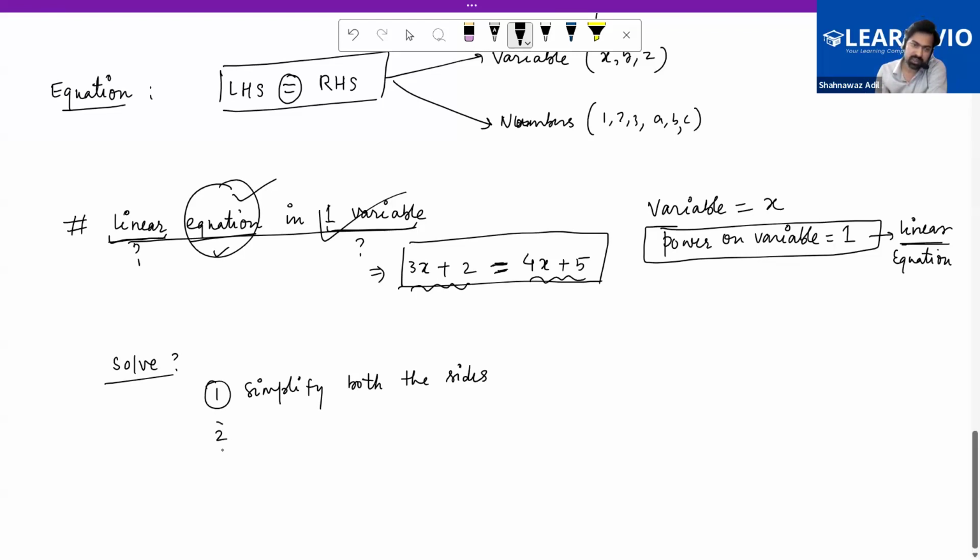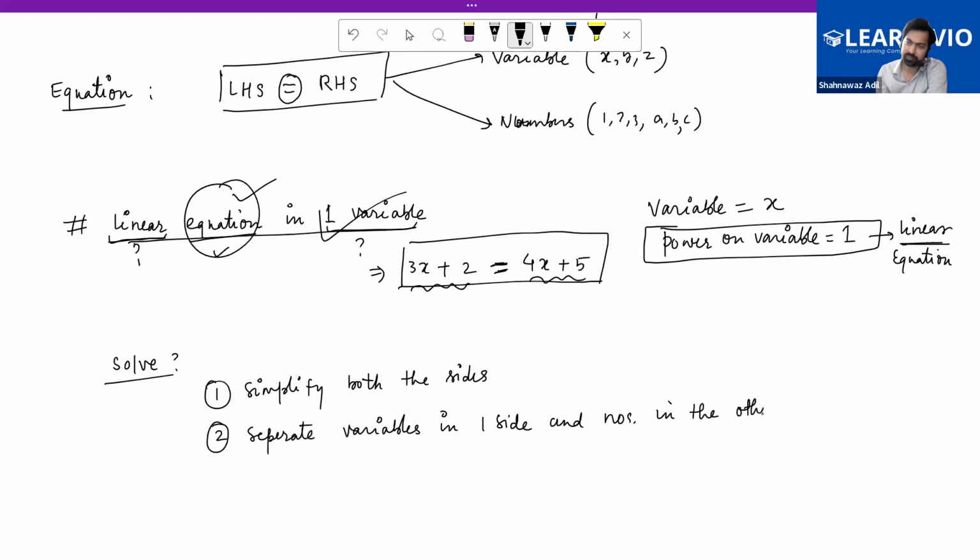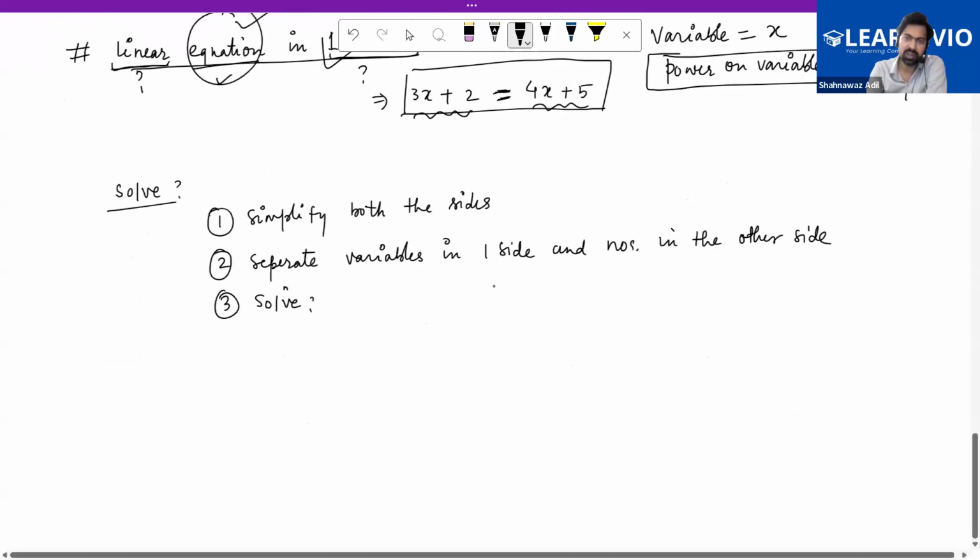And then, as you mentioned, separate variables in one side and numbers in the other side, and then you solve this. So these are the processes that are involved in solving a linear equation. So how do we solve this thing?